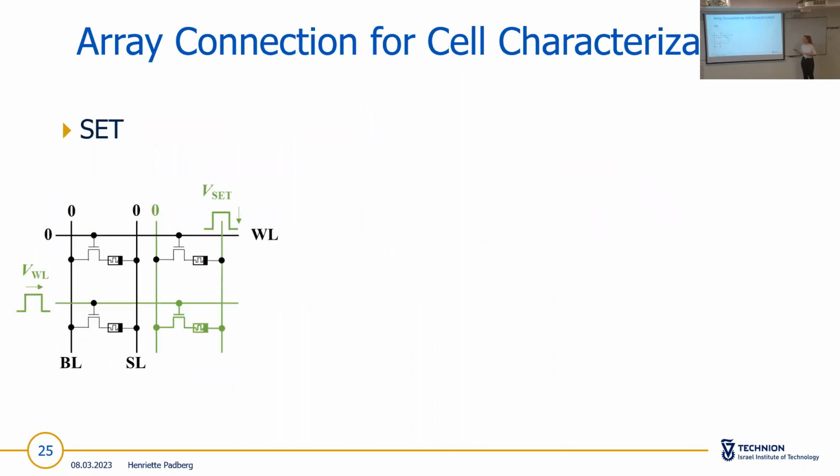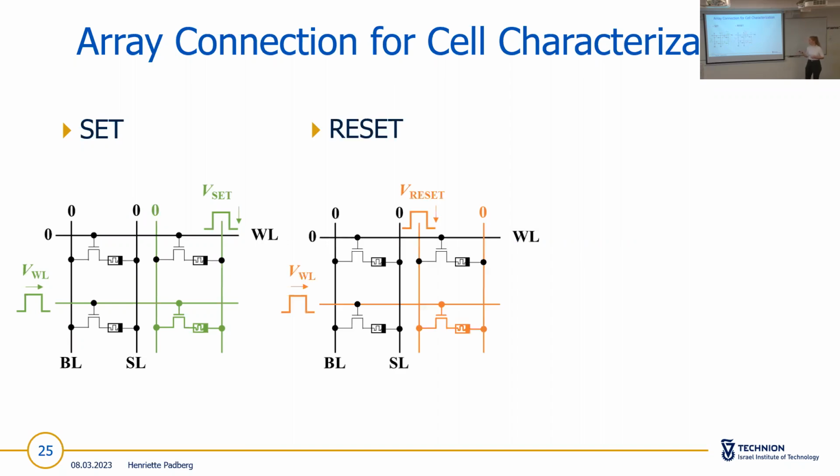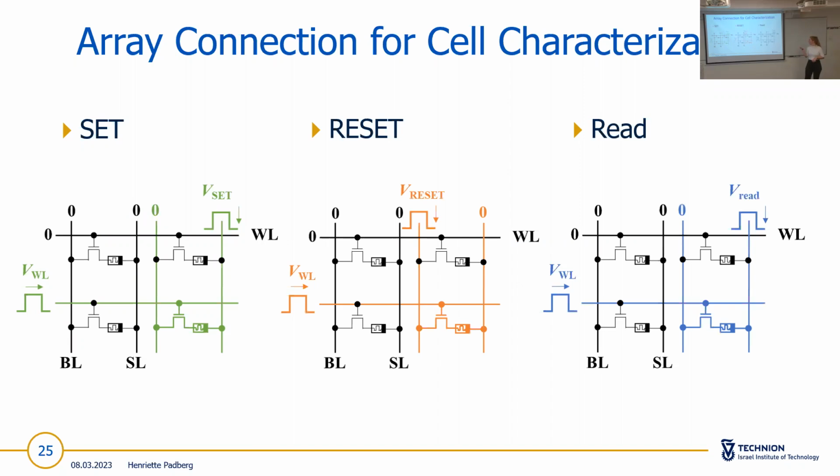If you then look at the array connection for the cell characterization, you apply a positive voltage at the top electrode here, as it is the select line, and you have the bit line grounded, and you open one transistor, so you select the cell and perform a set process. For the reset, you just do the opposite, so you change bit line and select line so that now the positive voltage is applied at the bit line. A read process can be done by using the same configuration as for the set, but just using very much lower voltages.